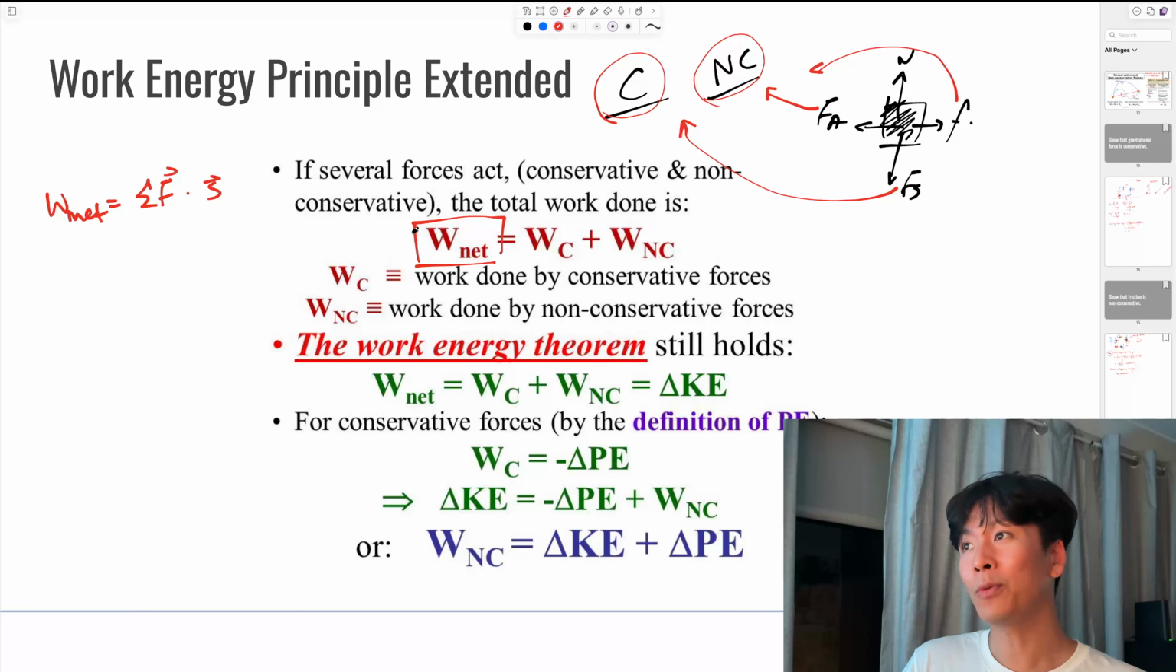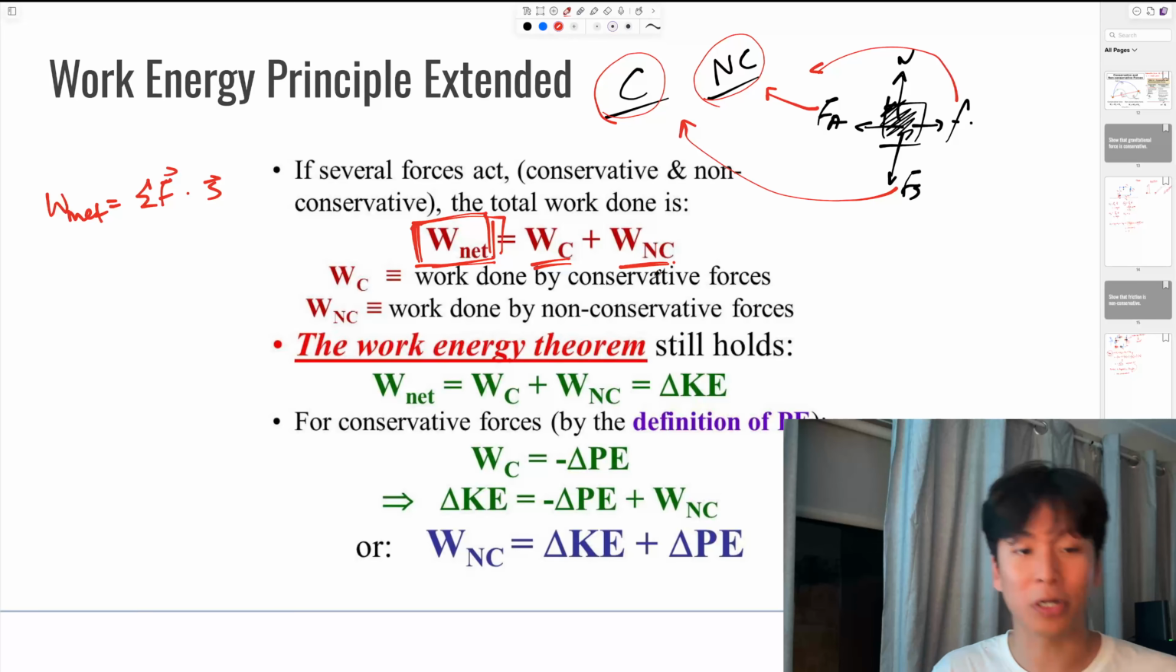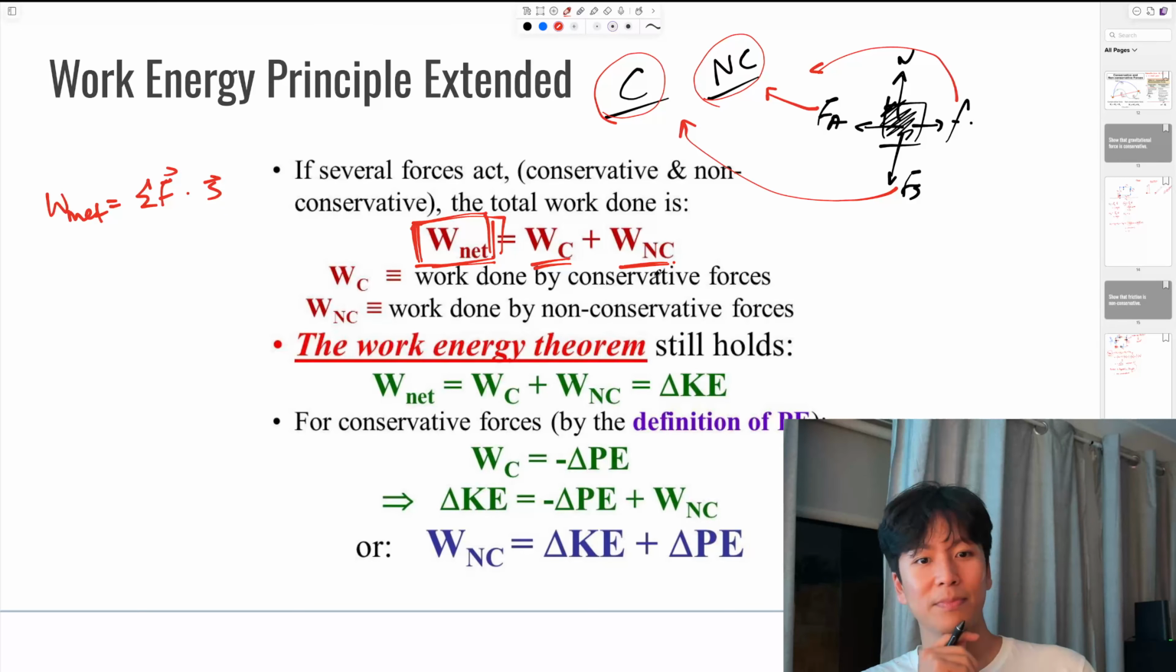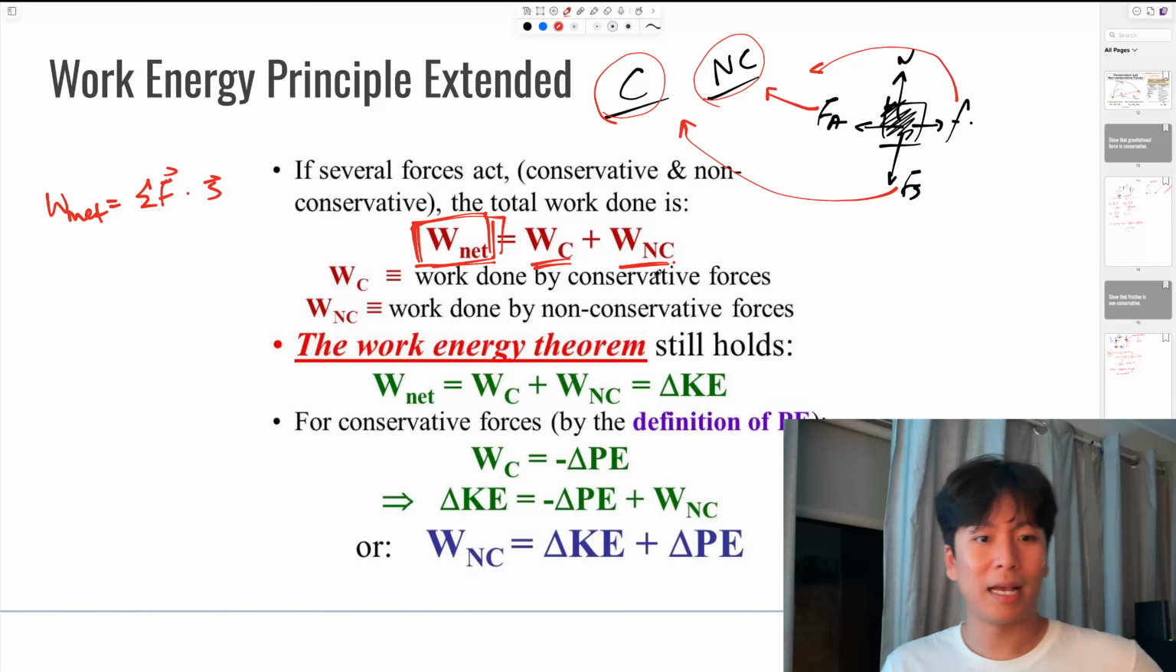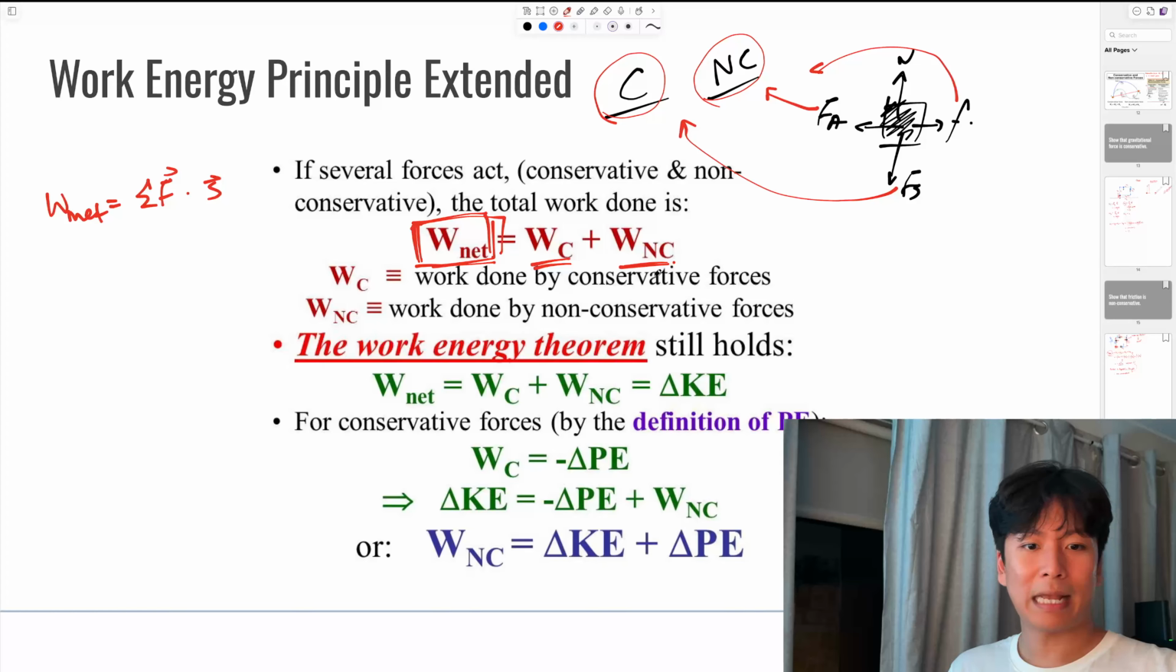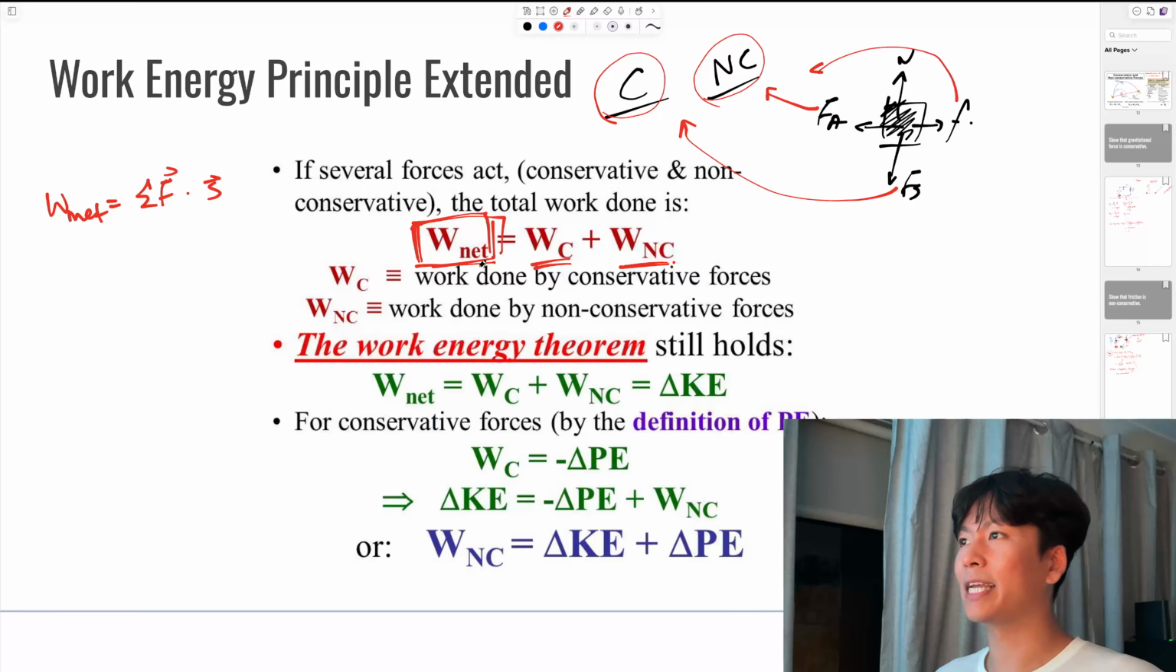So I can say the net work on an object is actually made up of the work done by the conservative force and the work done by the non-conservative force. And so therefore, I can now write this: work net is equal to W_C, work done by conservative, plus W_NC, work done by non-conservative.